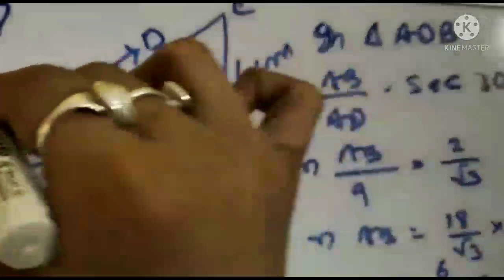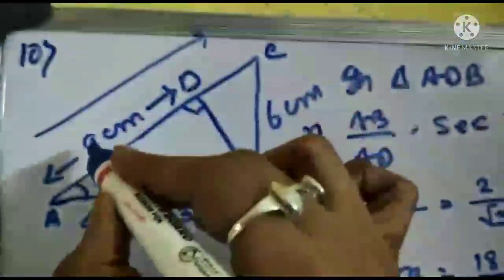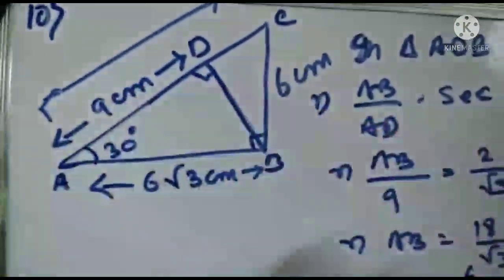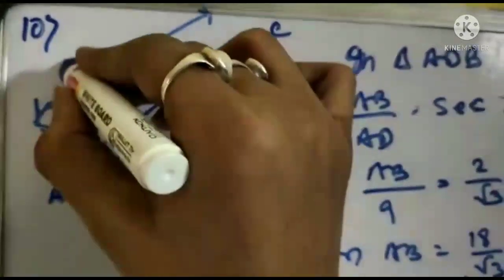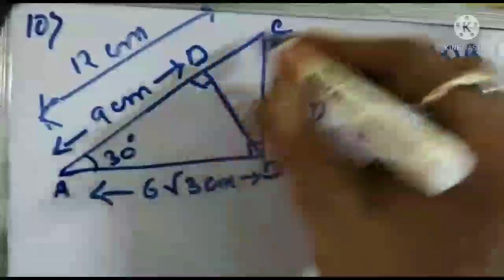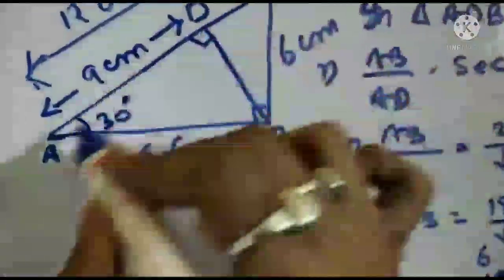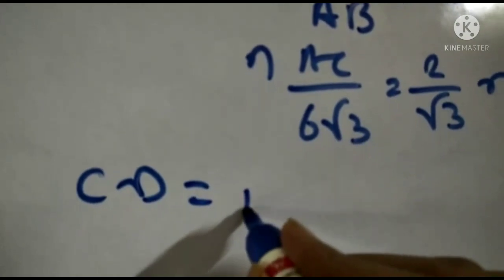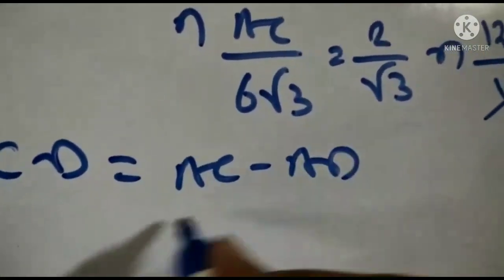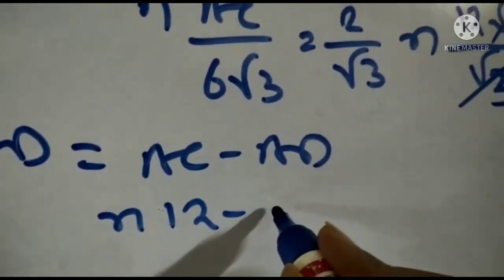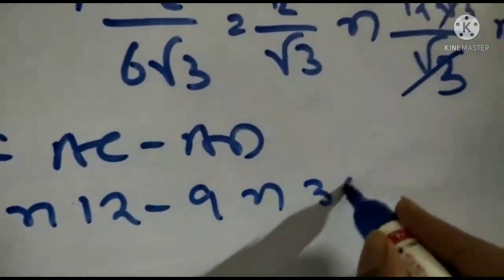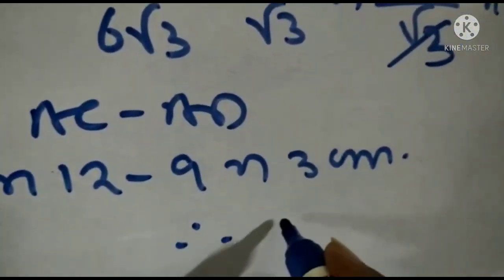Therefore we have got AC, that means the full length, as 12 centimeter. Now what will be DC? DC or CD will be AC minus AD. So AC we have got 12, minus AD which is given as 9, that is equal to 3 centimeter. This is the solution.